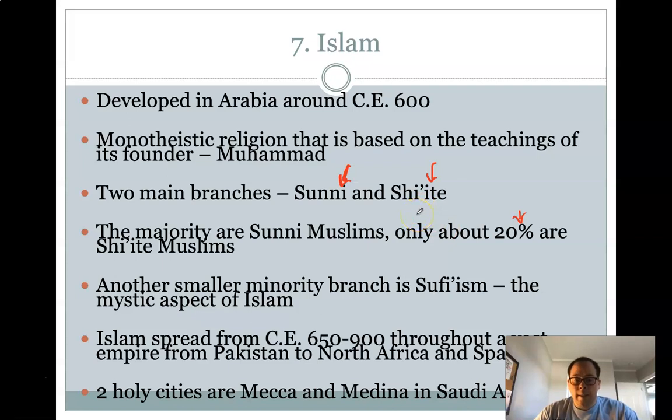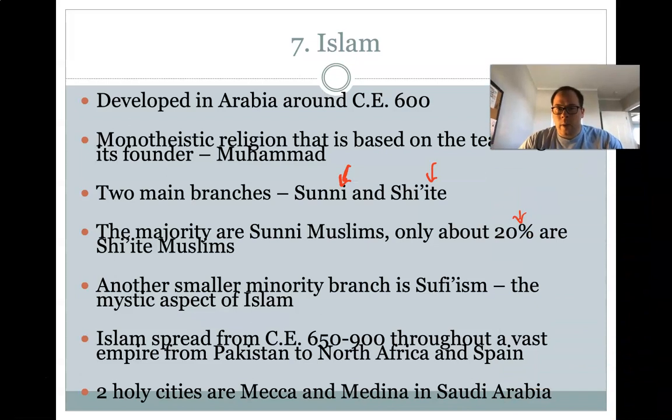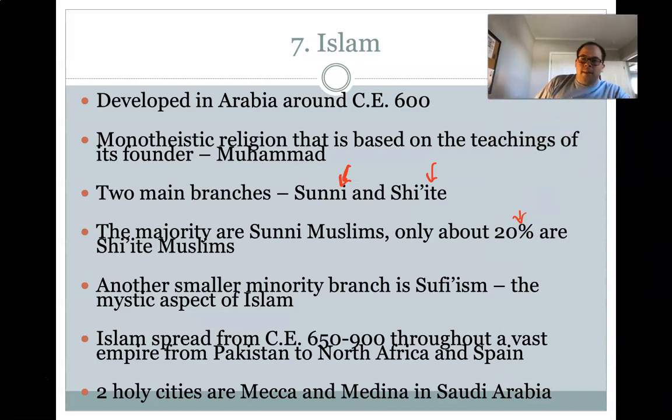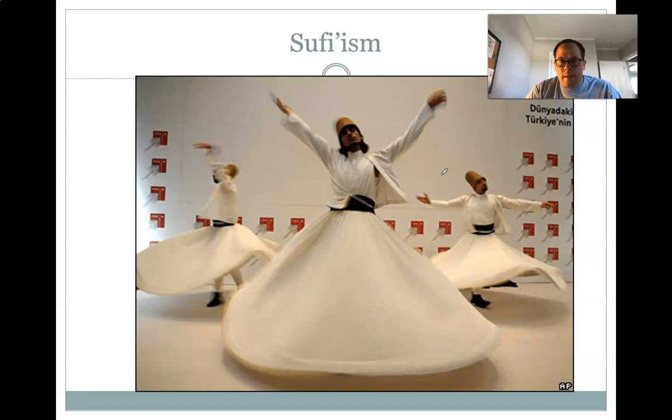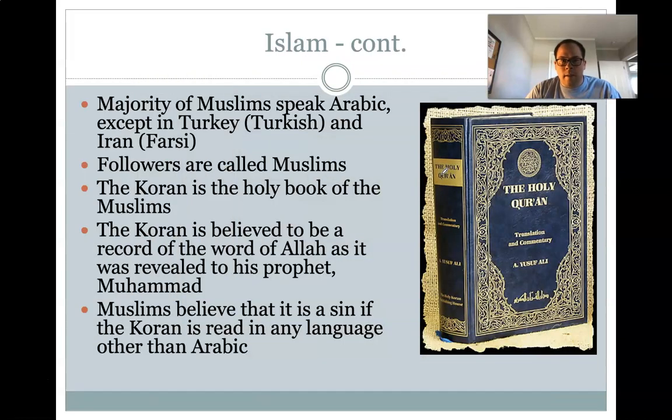There are two holy cities, Mecca and Medina, based on where Muhammad settled, what cities he ruled during his time. Mecca is the holy city that people make pilgrimages to, and Medina is one that they go to as well. But Mecca is the one where you see people walking in a circle around the rock. The majority of Muslims speak Arabic, like I said, except in Turkey and Iran.